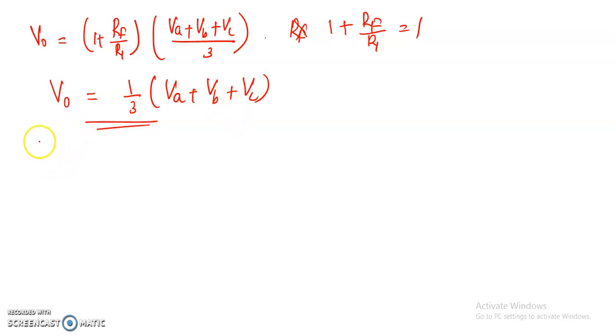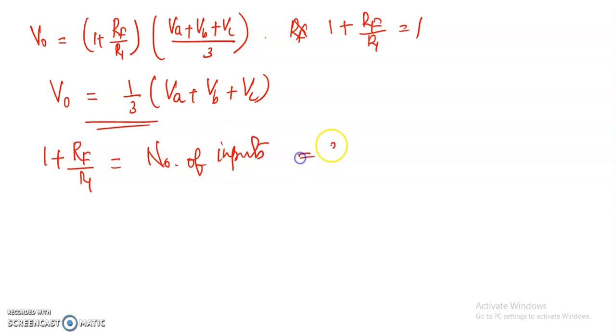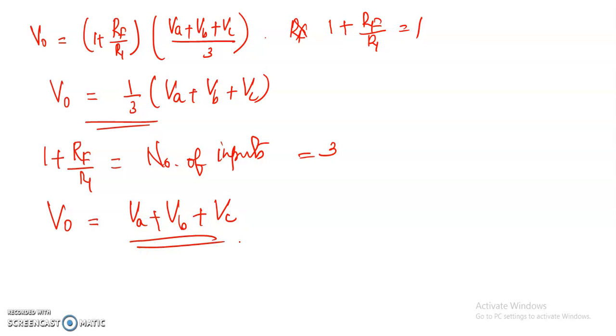In the next case, if we choose the gain of the amplifier circuit 1 plus RF by R1 as equal to the number of inputs, in this case it is equal to 3, we obtain output voltage VO as VA plus VB plus VC. That is, we obtained a summing amplifier.